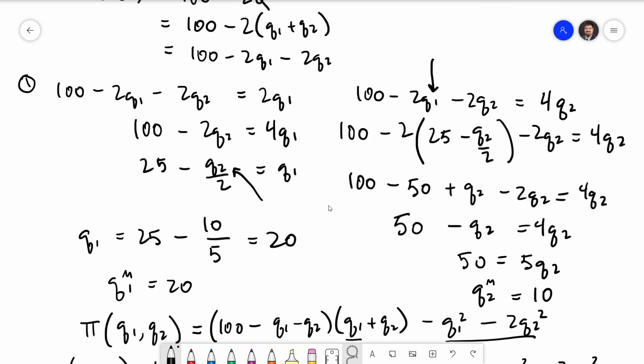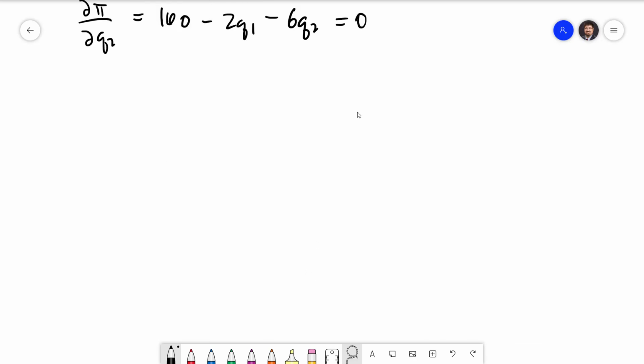If we go back up here, notice that if I were to subtract 2Q1 from both sides, that would become minus 4Q1. If I subtracted 4Q2 from both sides over here, this would become minus 6Q2 with a 0 on the right-hand side. Exact same equations, exact same solutions. So it does not matter which method you use here. Whichever way you go about this, we're going to end up with Q1m equals 20 and Q2m equals 10.